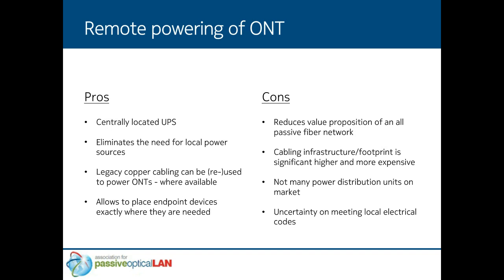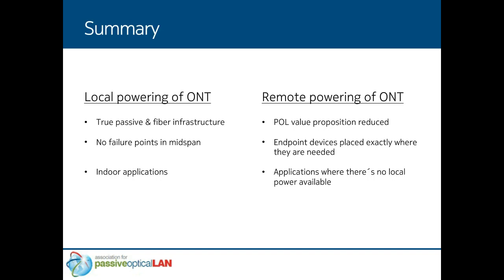To summarize, what stands out in the case of local powering of ONTs is that it's truly passive, and the fiber runs from the OLT all the way to the ONT with no failure points in the midspan because there are no active elements between the OLT and the ONT, and it addresses most, if not all, indoor applications. Concerning remote powering of ONTs, well, the Passive Optical LAN value proposition is reduced with less passive infrastructures, but on the other hand, it allows to place the endpoint devices exactly where they are needed, and typical use cases are deployments both indoor and outdoor where there's no local power available.